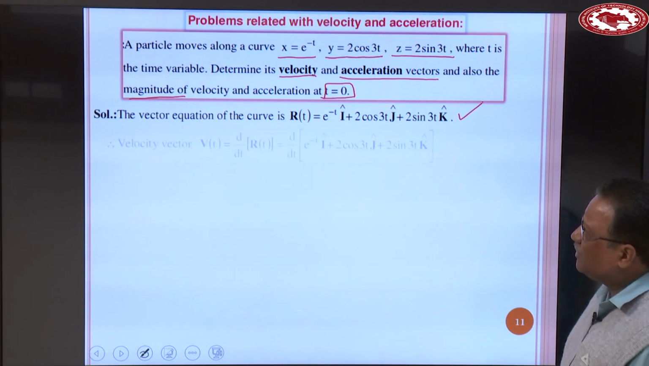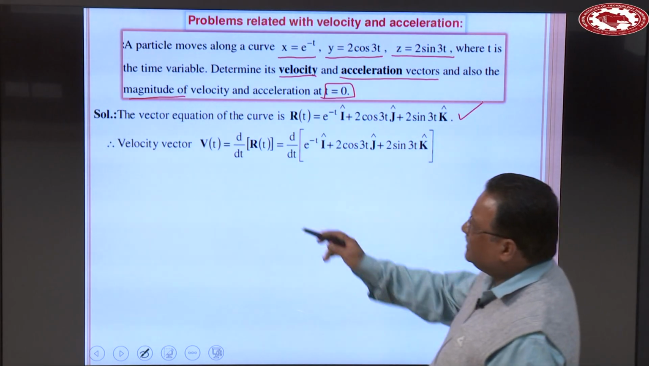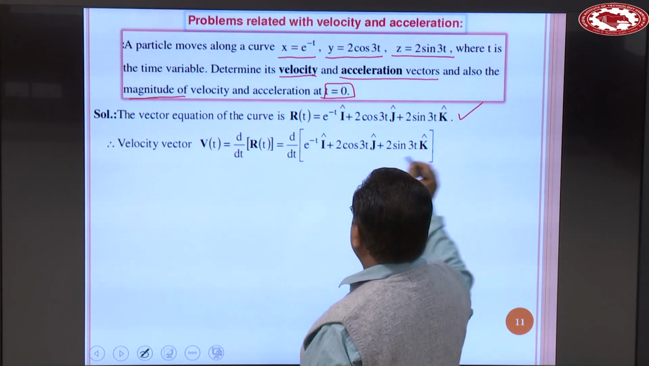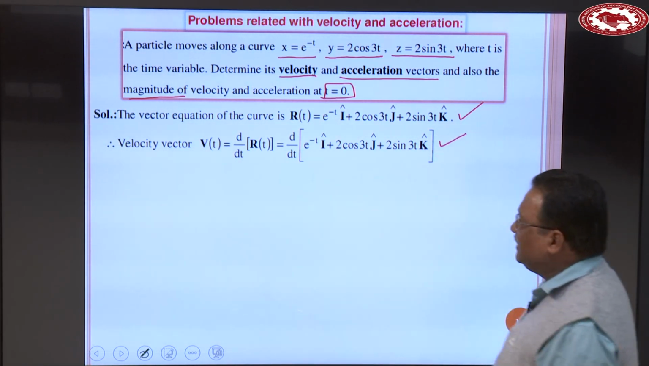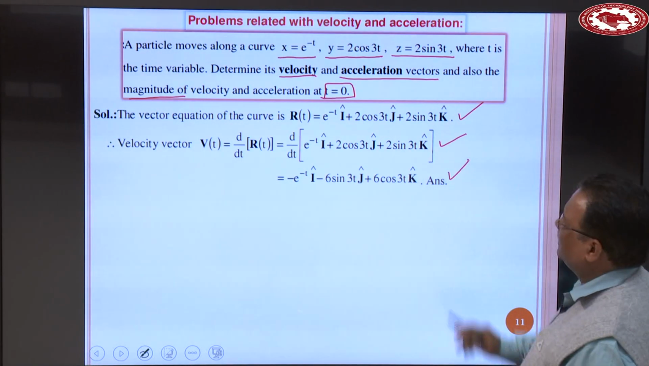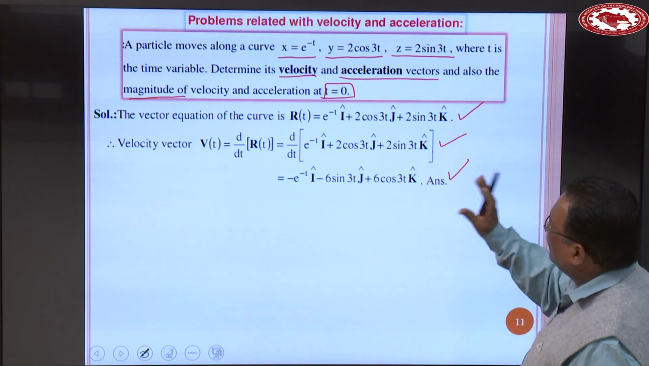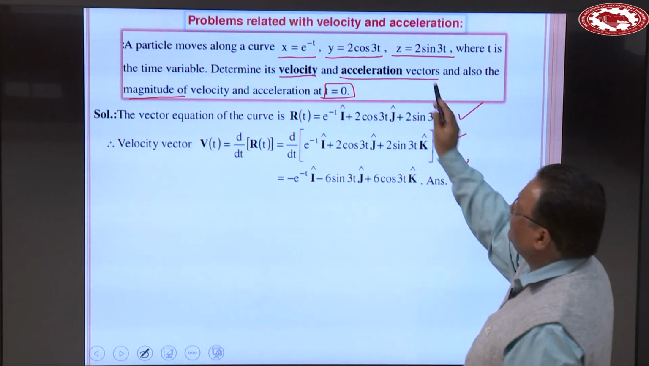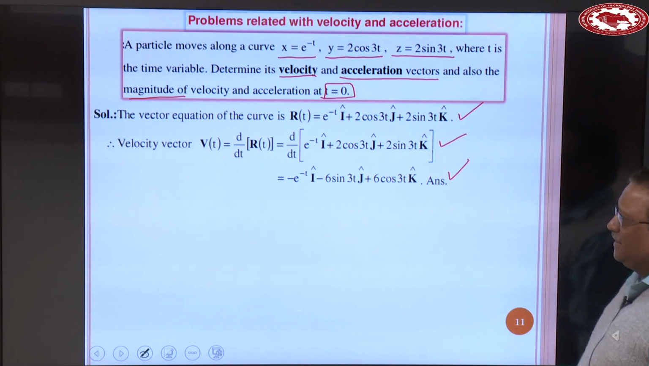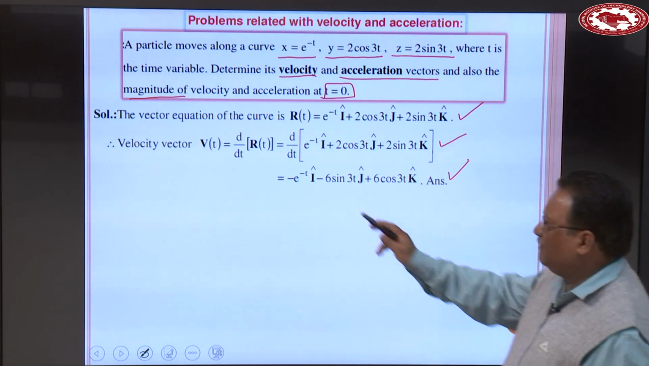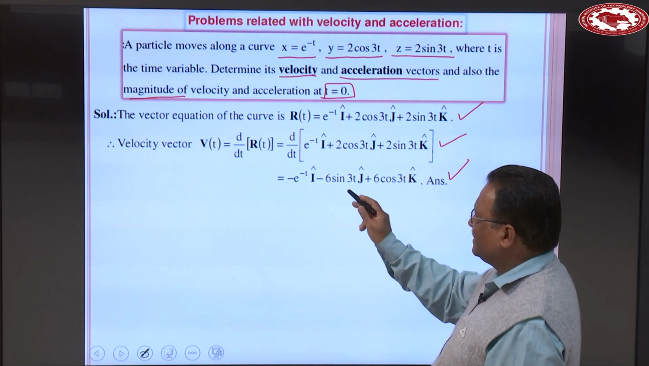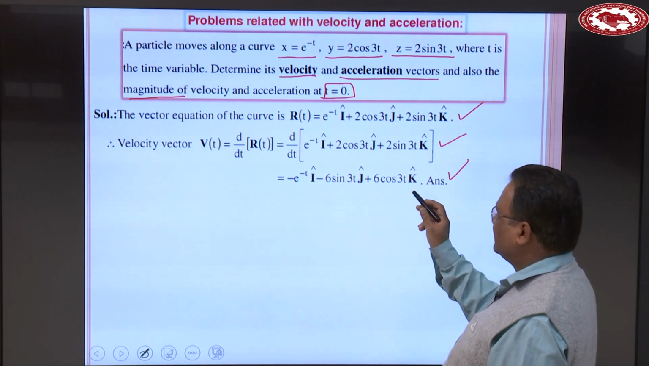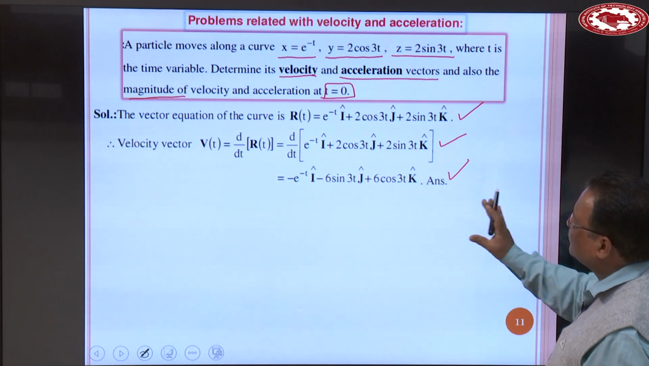Okay. Then calculate velocity vector v. v is dr over dt. So, calculate this one. Okay, d over dt. So, when you calculate you will get this one. Okay. So, that one is the velocity vector. Determine the velocity vector. So, this one is the velocity vector, minus e power minus t i cap minus 6 sin 3t j cap plus 6 cos 3t k cap. That one is the velocity vector.